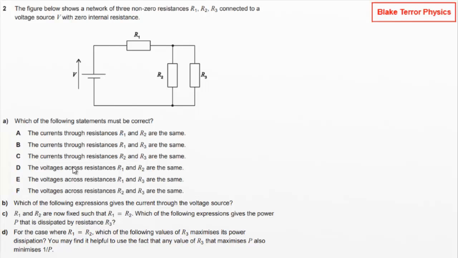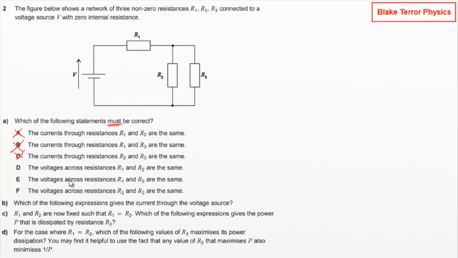Right, so we start without having to do a calculation. So are the currents through R1 and R2 the same? Well, no, they can't be, because the current's going to split when we get to this parallel part, so that's not going to be true. Currents through R1 and R3 the same? No, for the same reason. Currents through R2 and R3 the same? Well, they could be if they had the same resistance, but it says that this must be correct, so it's not going to be that one.